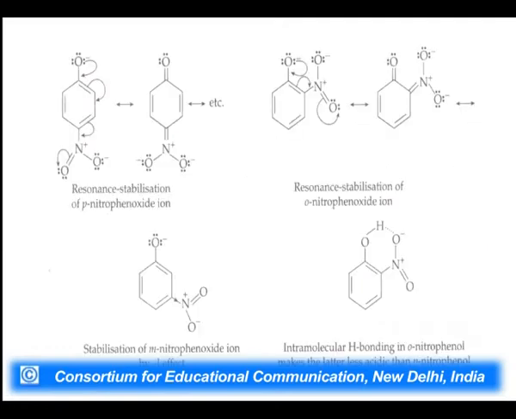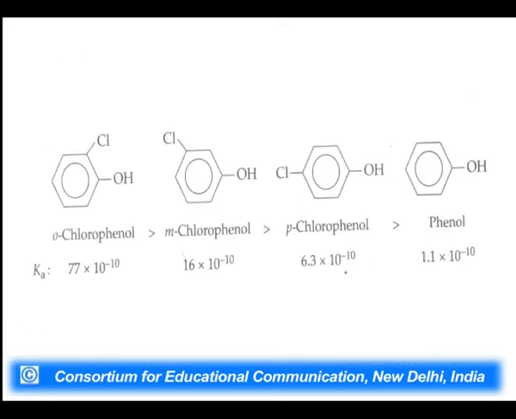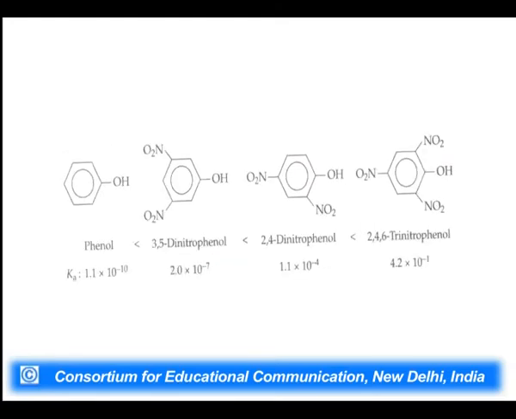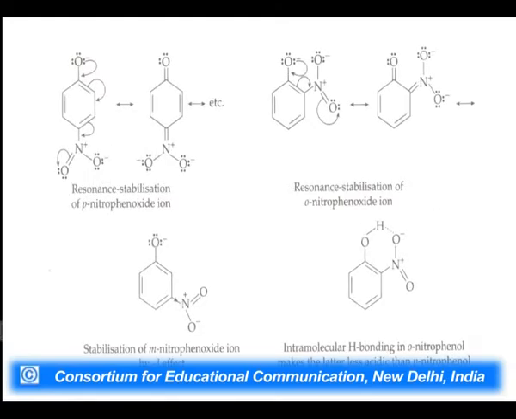Why is para more acidic as compared to ortho? If we look into the structure of ortho-nitrophenol, then what we find here is that there is chelation in this. There is intramolecular hydrogen bonding in ortho-nitrophenol, due to which the giving off of proton becomes a little difficult, and hence the order of acidity is para-nitrophenol followed by ortho-nitrophenol and then meta-nitrophenol.